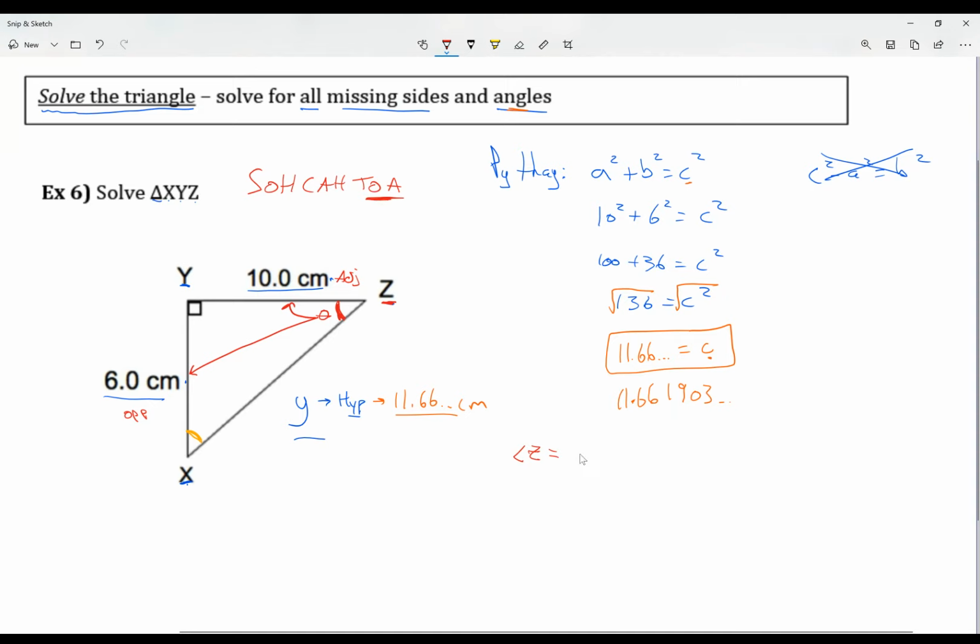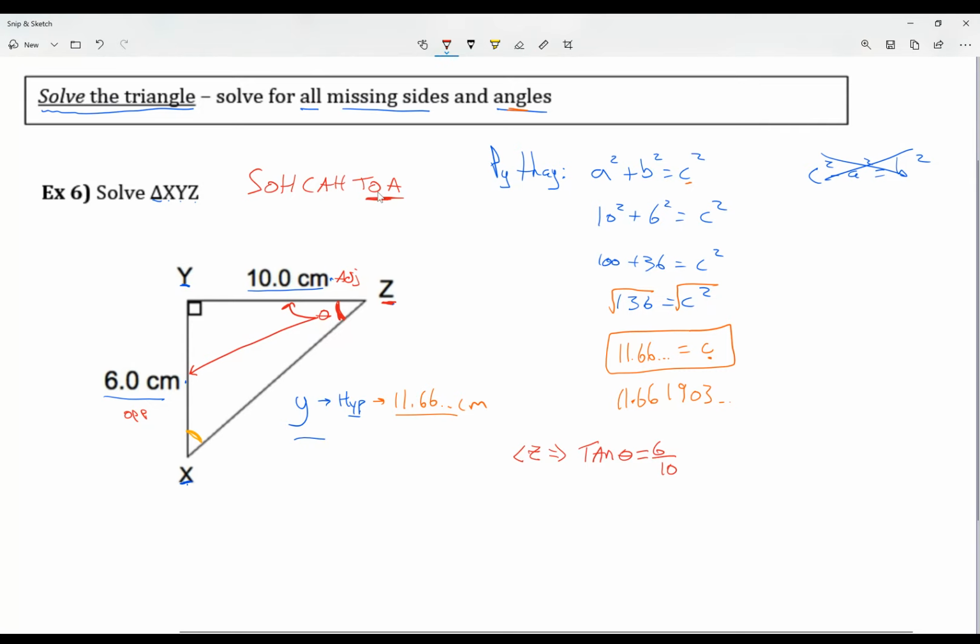I'm going to use tan. So to find angle Z, I'm going to go tan of theta equals the opposite, which is 6, divided by the adjacent, which is 10. I hope this is becoming a little bit more clear as we do more examples. It's kind of always the same thing.